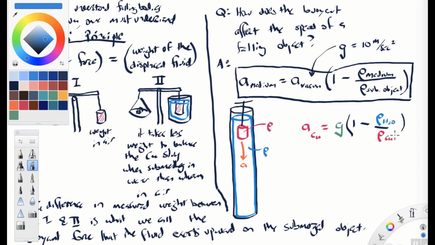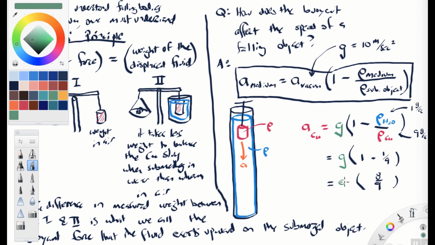Okay, so for example, let's plug in some numbers here. The density of water is 1 gram per cubic centimeter, and the density of copper is, I'm going to round off, about 9 grams per cubic centimeter. So it has a specific gravity of 9, so 9 times that of water. And so the acceleration of the copper is going to be equal to g, which is 10 meters per second squared, multiplied by 1 minus 1/9. This right here is the reduction from 1, so it'd be 8/9.